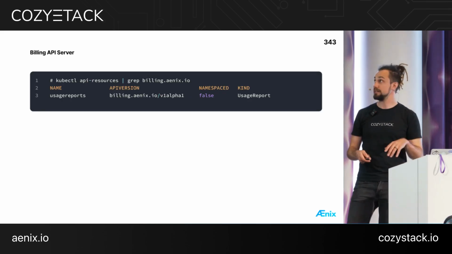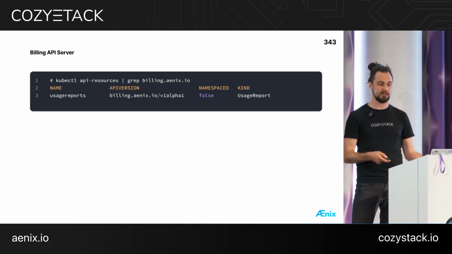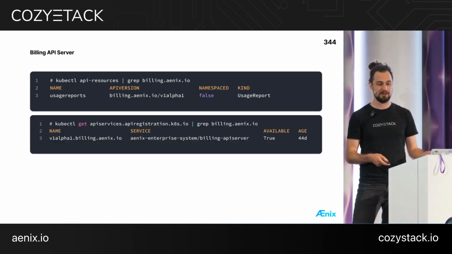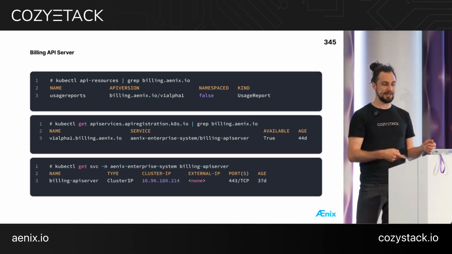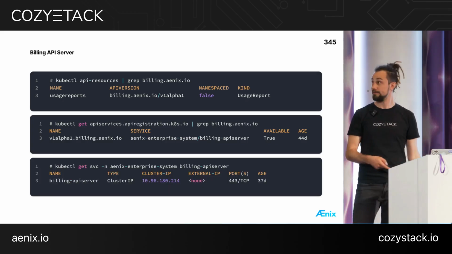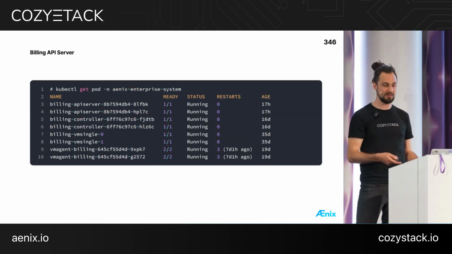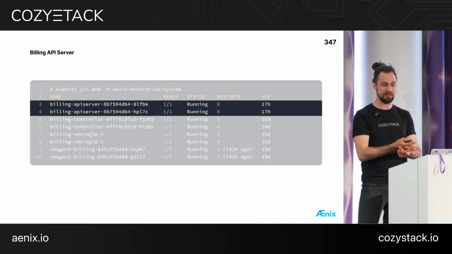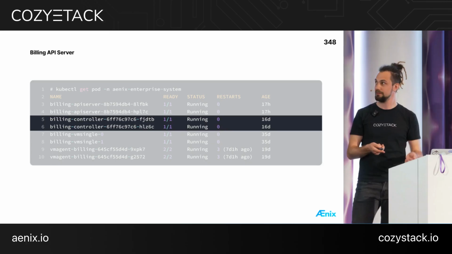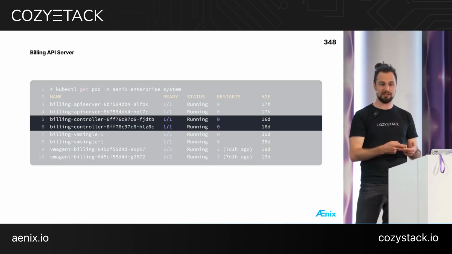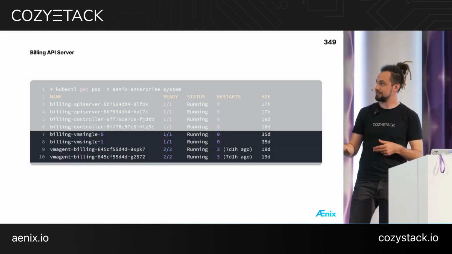Let's see how it looks. Again, we have API resources in the billing group, and we have the kind usage report. We have a registered API service in this group. And inside of this namespace, we have this service running, and there are pods which actually implement our billing API: the API server, the controller, which collects the data into VictoriaMetrics, and VictoriaMetrics itself.